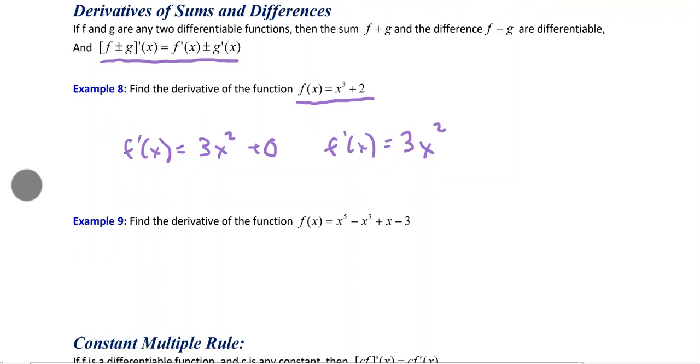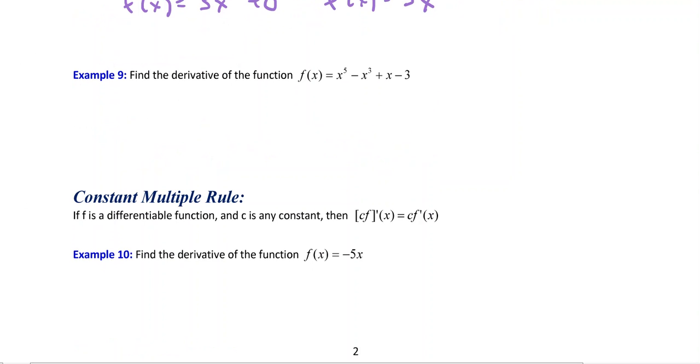In example 9, find the derivative of this function. Let's just find the derivative of each term, term by term. The first term, x to the 5th, will be 5x to the 4th using the power rule. The second term, minus x cubed, would be minus 3x squared. The next term, x, the derivative is simply going to be 1. And then the derivative of minus 3 is 0.